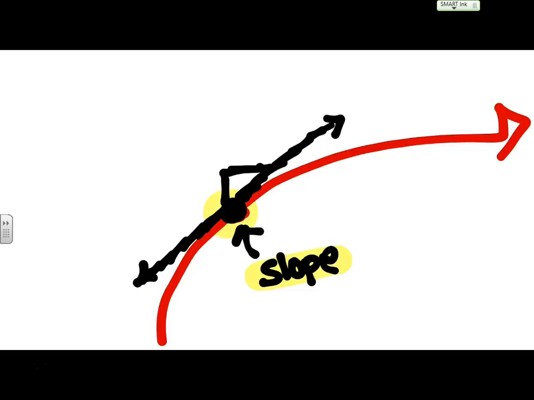Subtract it from itself, y1 minus y1 over x1 minus x1. Isn't that going to be 0 over 0? What is 0 over 0?